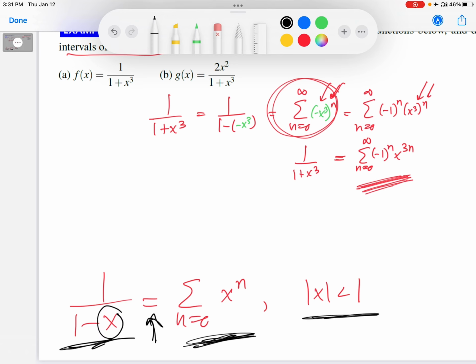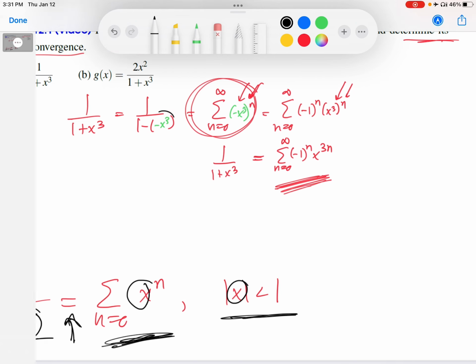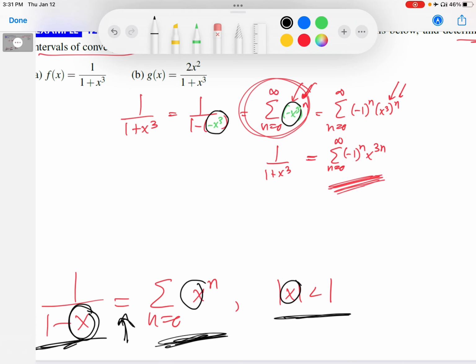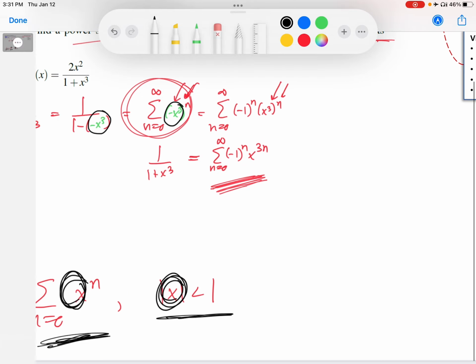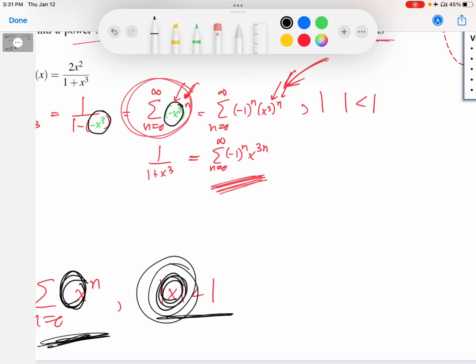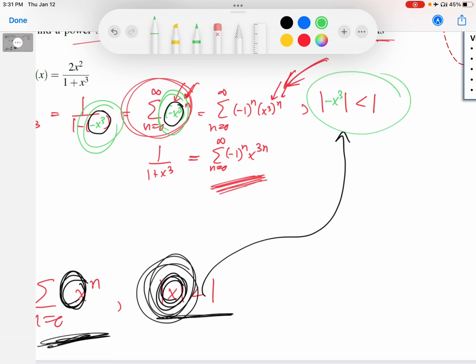And this x is the same x here, same x here. So when we're here, we're substituting minus x cubed into this x. We also put it in here because it was this x. And then we're going to do the same thing and put it in here. So I'm going to write next to this power series, absolute value less than 1. And this x down here, I'm going to replace with the x that I've been replacing here, minus x cubed. Okay, so this is the new interval of convergence.